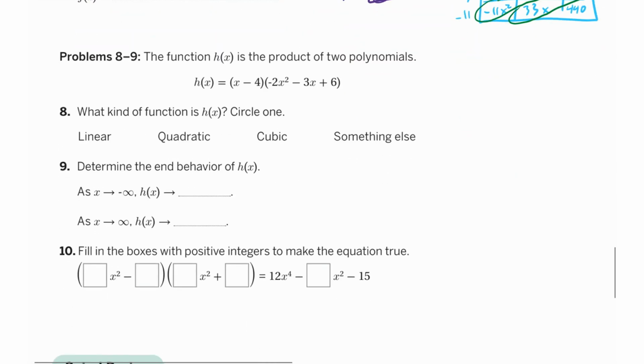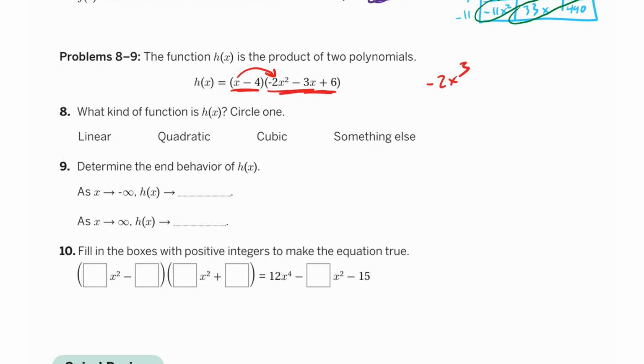Problems 8 through 9. The function h of x is the product of two polynomials. What kind of function is h of x when I multiply them out? Okay, so I guess in this one here, I could go through and actually multiply it all out. I'm going to use a better method here because the pattern I want to recognize is that this first term, when I multiply these together, becomes negative 2x cubed. That is going to be my highest exponent because it's the highest exponent in this term and the highest exponent in this term multiplied together.